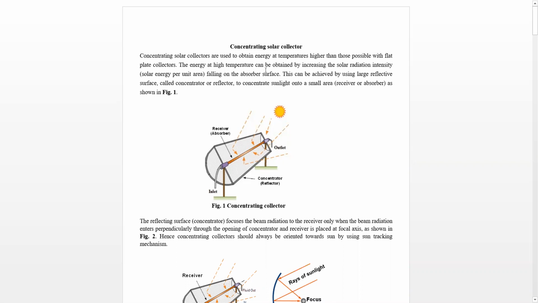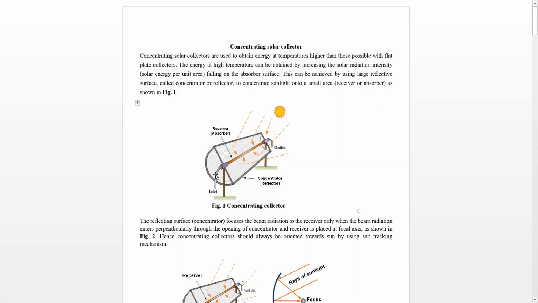The energy at high temperature can be obtained by increasing solar radiation intensity falling on the absorber surface. This can be achieved by using a large reflective surface called concentrator or reflector to concentrate sunlight onto a small area, which is also called receiver or absorber. Now here in this figure, you can see that this parabolic shaped large surface is the concentrator or reflector.